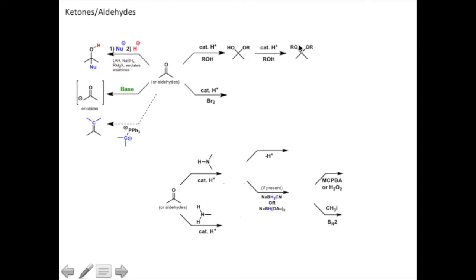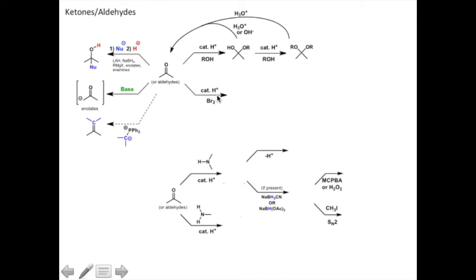Why are these useful? Well, they can be used as protecting groups for the ketone. And there's a way to bring them back to the ketone or aldehyde. You can do acidic hydrolysis, and acetal can only be cleaved under acidic hydrolysis. Hemiacetal can be cleaved under acidic hydrolysis, but also under basic hydrolysis because the base can deprotonate this hydroxyl group, and that will kick off the alkoxide.